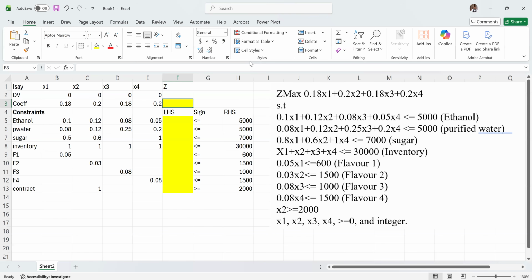Prof, please, sorry for interrupting. Can you kindly throw more light on the signs column, the cells there? I'm just rewriting this. The signs are just for beautification. They are all less than or equal to, up to here. It's only the last one that is greater than. Everything else is less than or equal to.